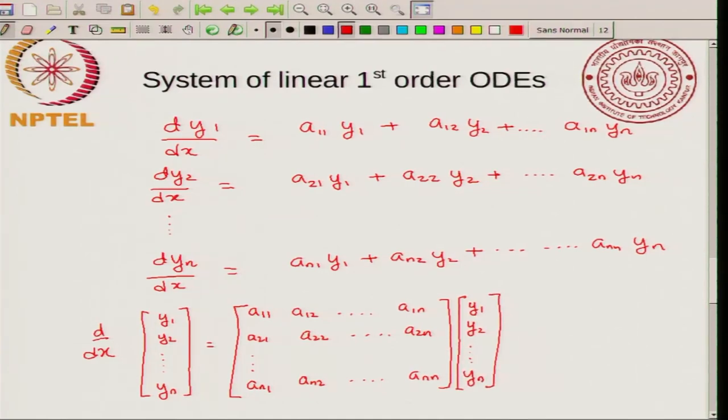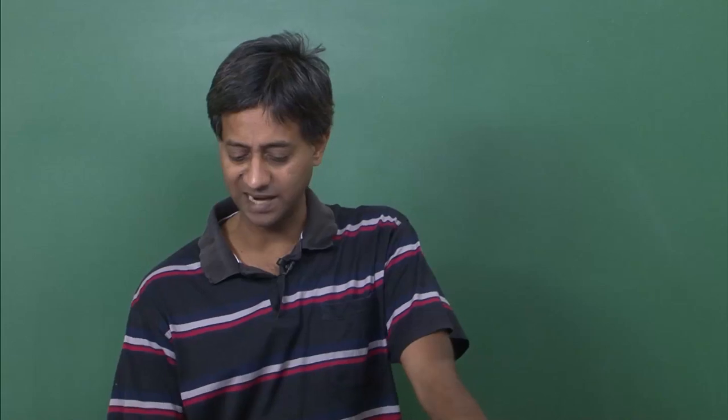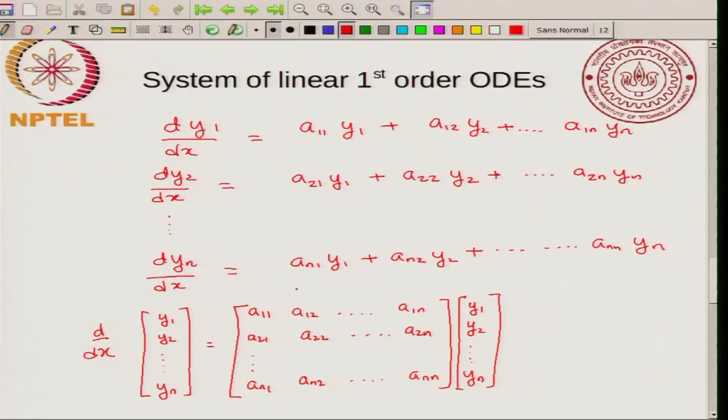So, what I have on the left hand side is a derivative with respect to x. Okay. So I do not have just the vector, I have the derivative with respect to x. So, each term you have to take the derivative with respect to x, and what I have on the right hand side is just this matrix multiplied by y1 y2 up to yn. Okay, so notice what I did is I converted this system of linear first order differential equations to something that looks like a matrix equation.